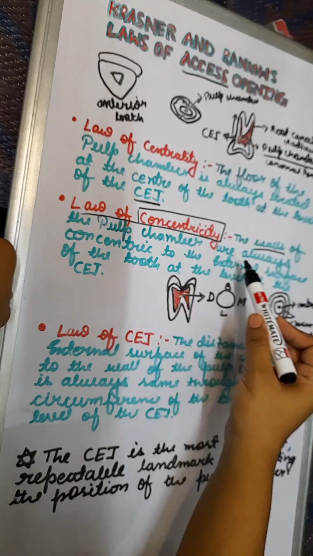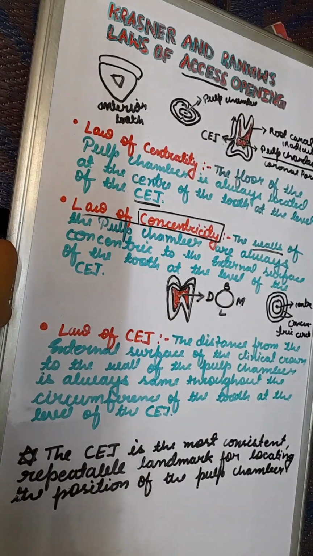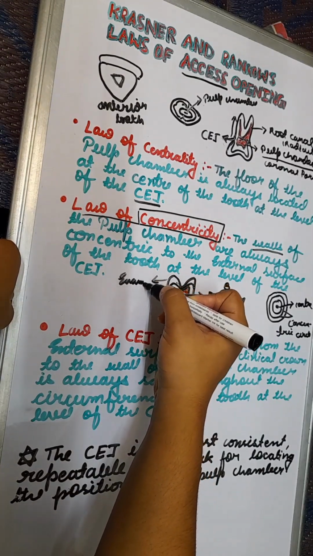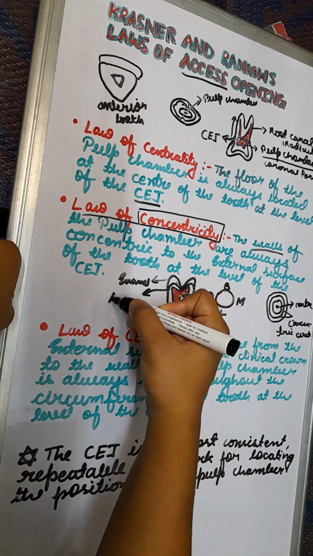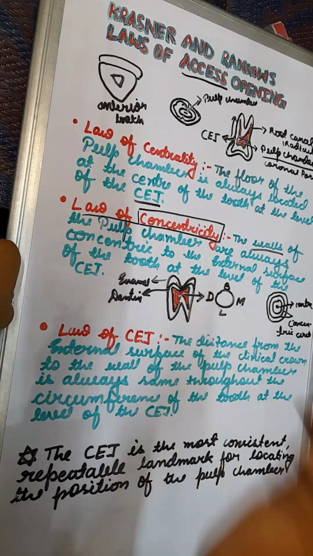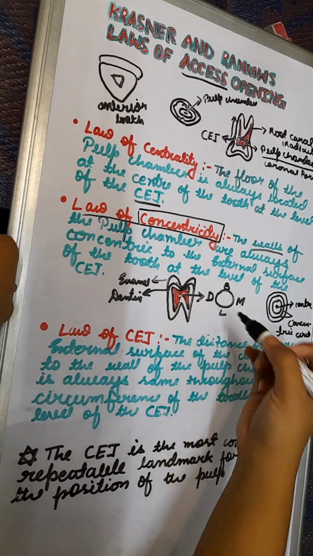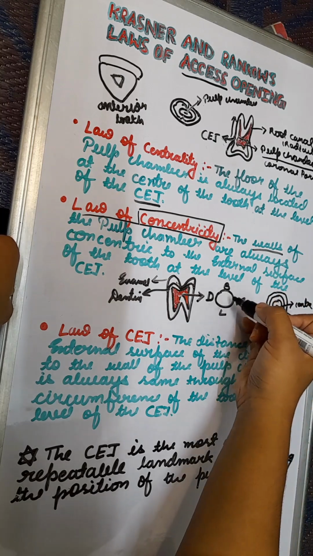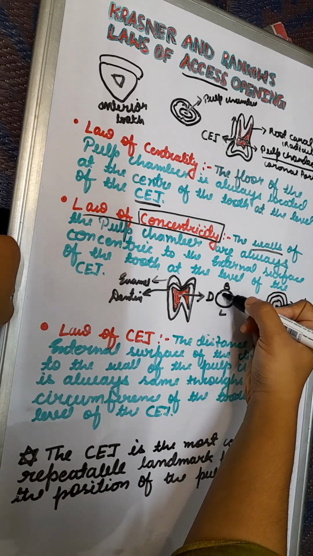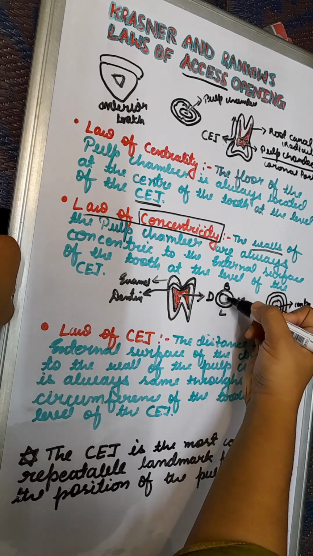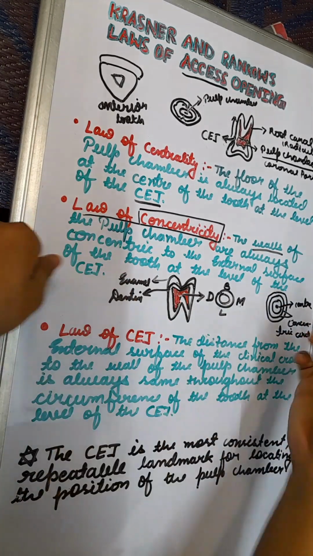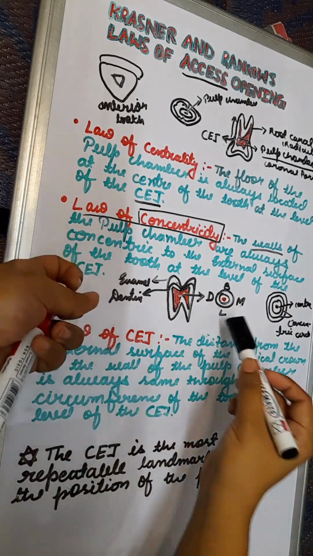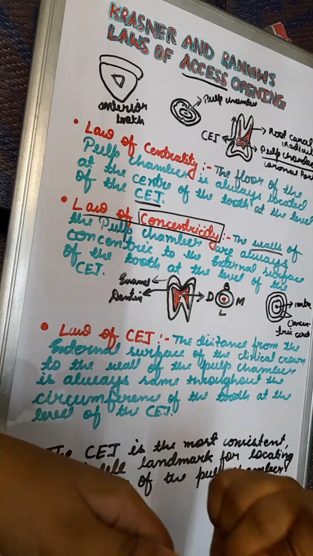The walls of the pulp chamber are always concentric to the external surface of the tooth, like enamel, dentine. So, the walls of the pulp chamber are always concentric to the external surface. We can consider the outer surface as enamel, then the dentine, and then pulp. So, this would form a concentric circle, and pulp lies in the center of the concentric circle.